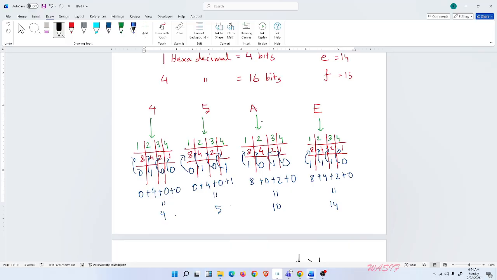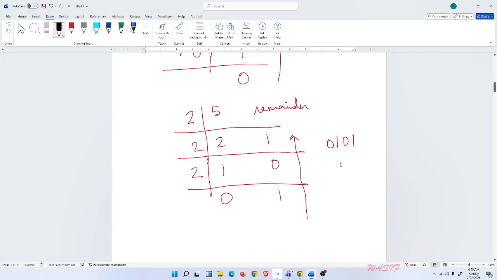5, 1, 2, 4, 8. The formula is very simple, like 2 to the power 0, 2 to the power 1, 2 to the power 2, 2 to the power 3. Okay. So this is the formula with the binary table we did earlier, the conversion from binary to decimal.